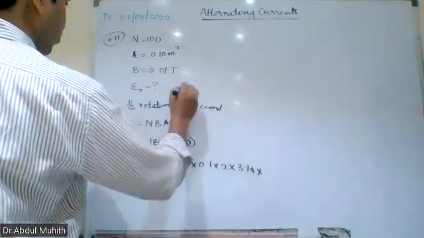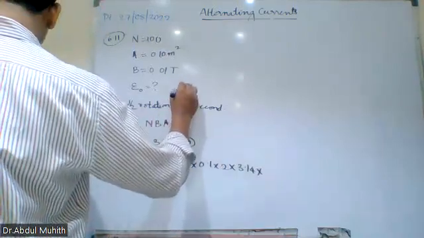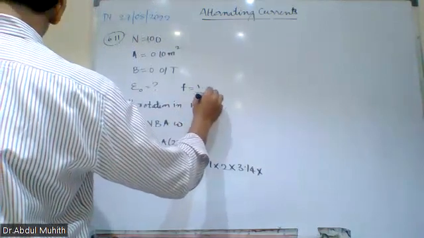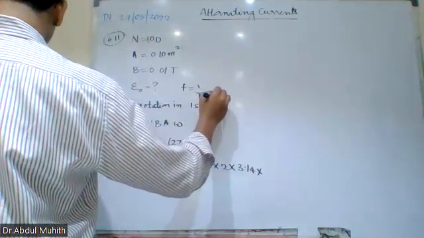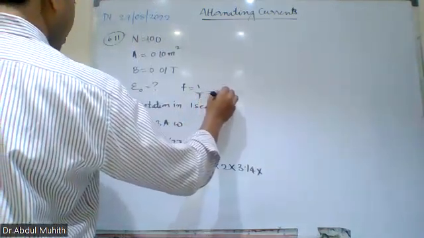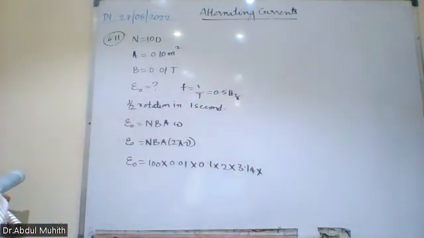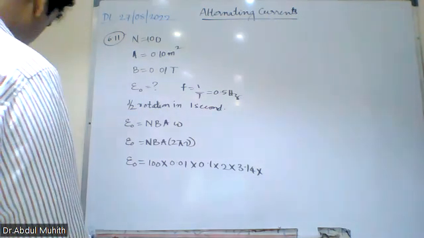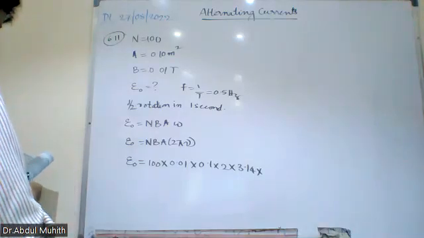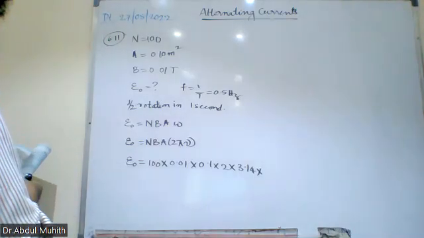So if you want to calculate the frequency, f is equal to 1 by T. That is equal to how much? So 0.5 hertz. Okay. So half rotation in 1 second, right? Half a revolution per second means one rotation it will take 2 seconds.